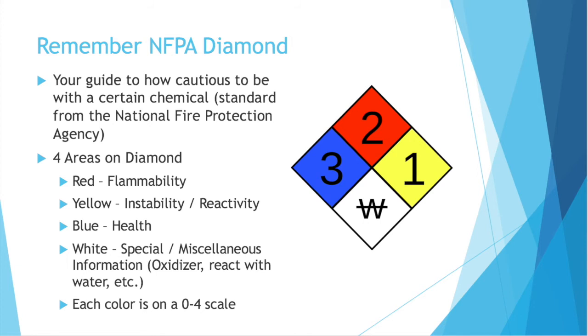There's more specifics on how something gets a rating, but just knowing it's a 0 to 4 scale, with 4 being the most dangerous and 0 being not a hazard in that area at all, is a pretty good overview of the fire diamond. You have blue for health.